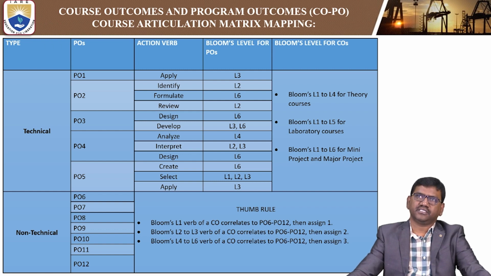Bloom's taxonomy is level 1 to level 5 for laboratory courses, and level 1 to level 6 for mini project and major project. So this is the thumb rule. If the L1 verb of a CO correlates to PO6 to PO12, then we need to assign 1.